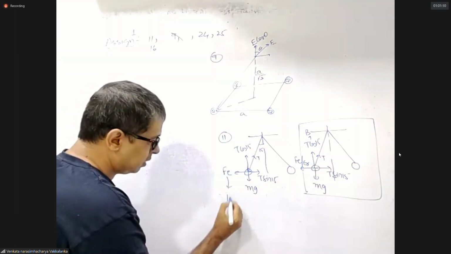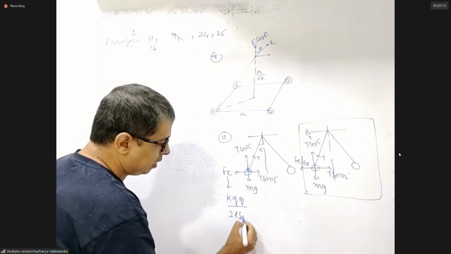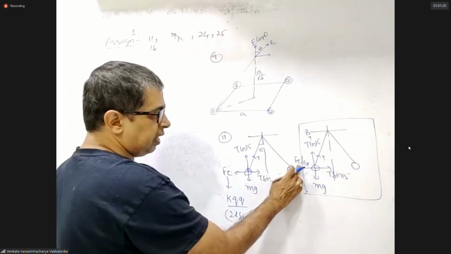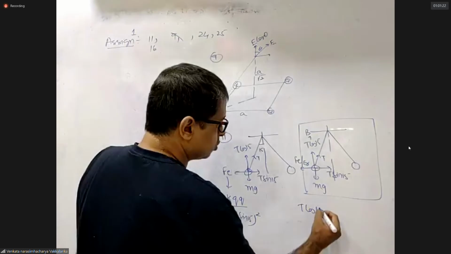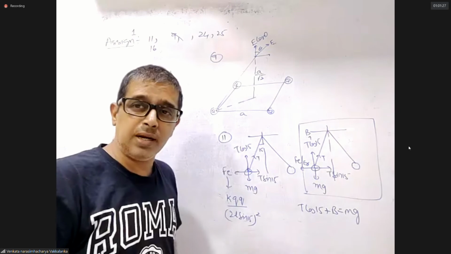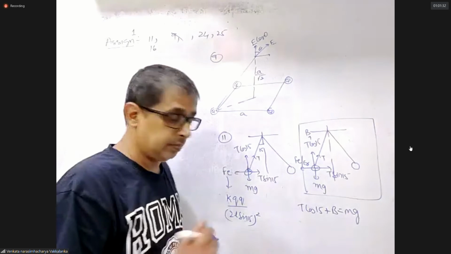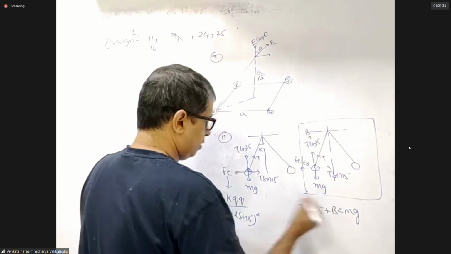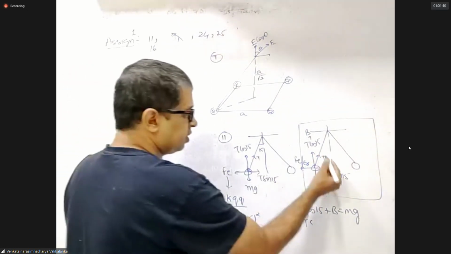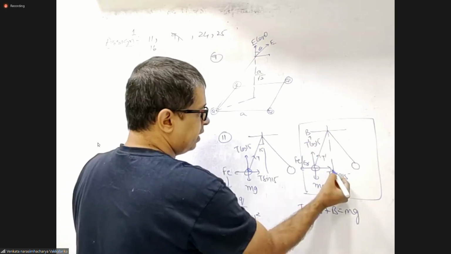Fe will be how much? K Q by, this distance is 12 sin 15 whole square. This divided by epsilon r I will get here. T cos 15 plus buoyancy is equal to mg. You know how to calculate the buoyant force? So won't the tension change? Makes no difference because I have not solved this with this. Take it as T dash, because here T I will eliminate, here T I will eliminate. Take T dash.